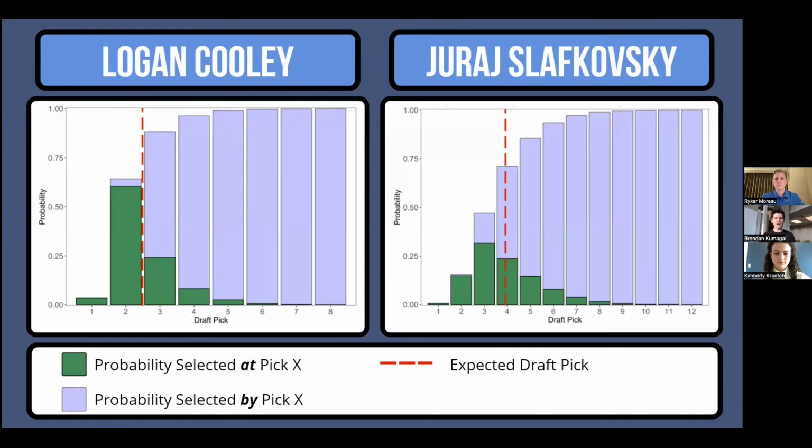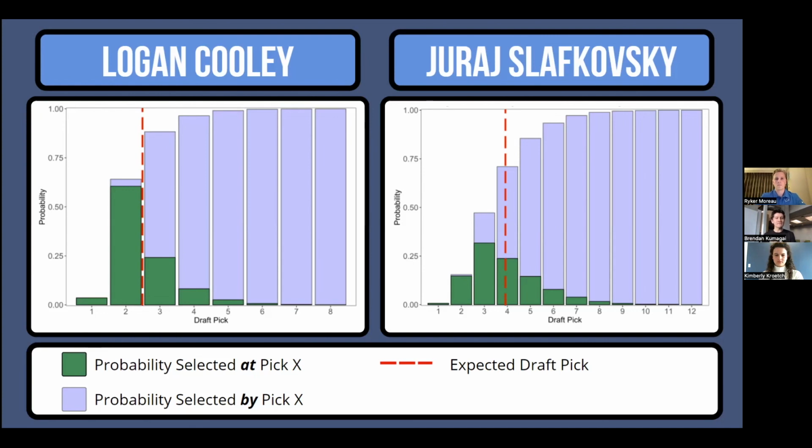While this heat map allows us to get a big picture overview of the draft, we can also visualize these probabilities on a player-by-player basis to inform strategy. For example, the New Jersey Devils have reportedly been shopping the number 2 overall pick in the 2022 draft. 2 possible options at the spot are Logan Cooley and Juraj Slafkovsky.